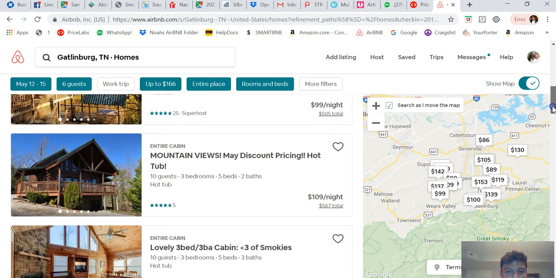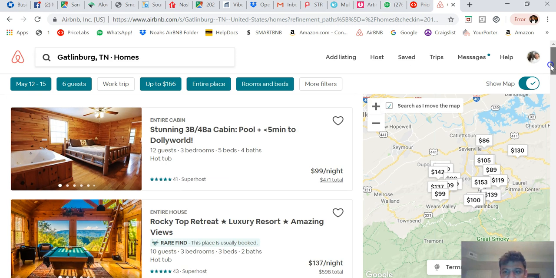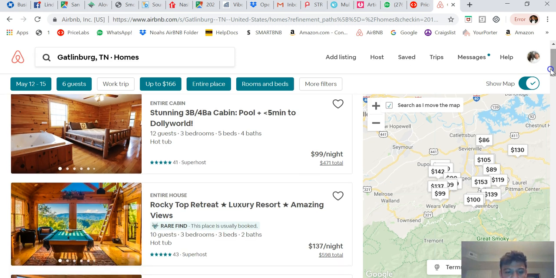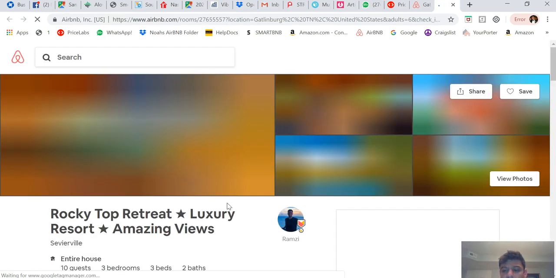Okay, great. So this is really helpful information. Now, another thing we can do, and what I like to do, is sometimes look at properties that are similar to ours, like this one here, 3 bedrooms, 2 baths, Superhost, 43 properties, and get a sense for what their calendar looks like going into the future.